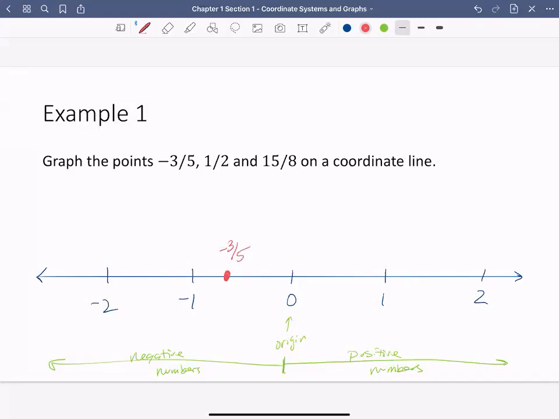Next, we have positive 1/2. So that is right in between 0 and 1. So we're going to put it as close as I can. That's a little off, so I'll make my dot a little bit bigger. It'll be more in the middle, so it's 1/2.